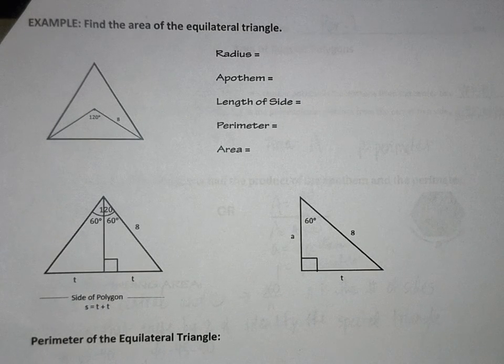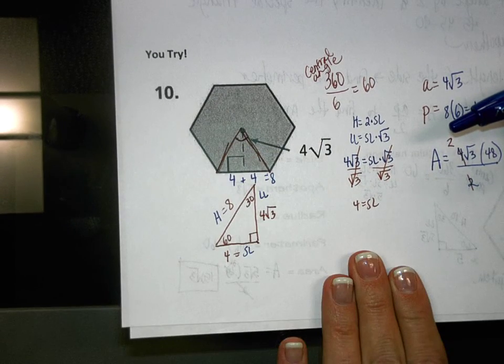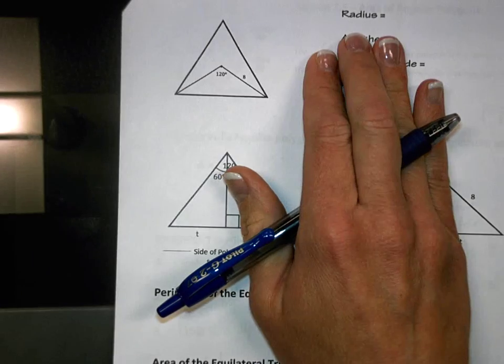Math 2 Unit 9, lesson 7.5, Part 2. Okay, so last time we were mainly dealing with, what's this figure called? Hexagon. Okay, today we're going to look at an equilateral triangle.